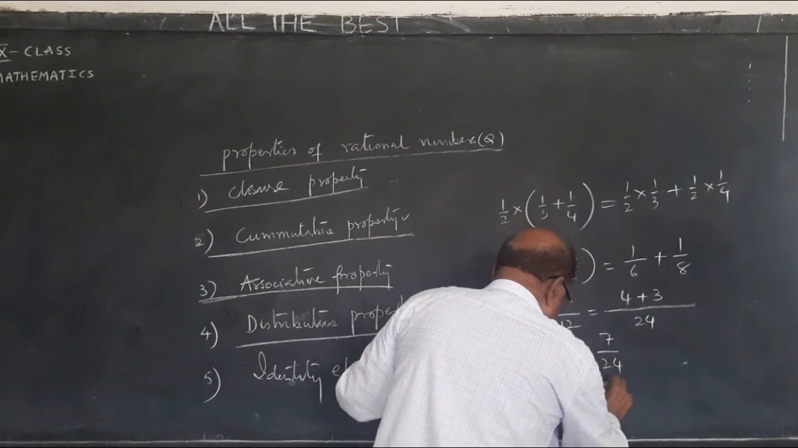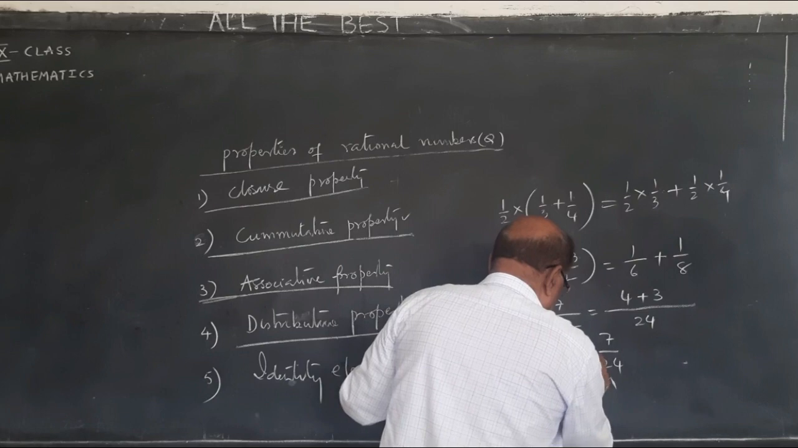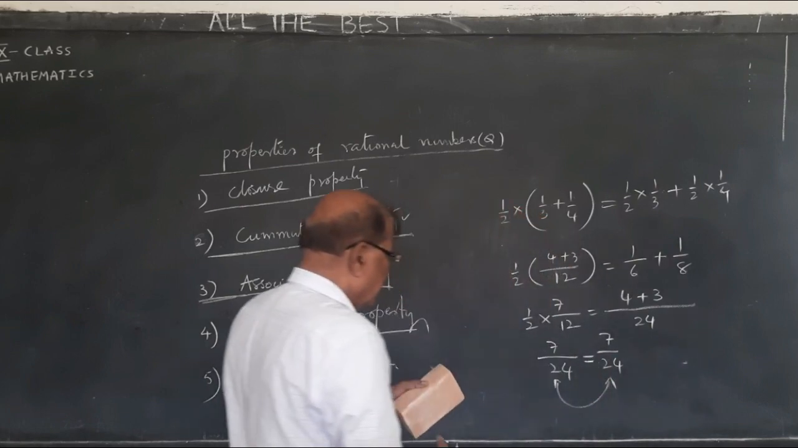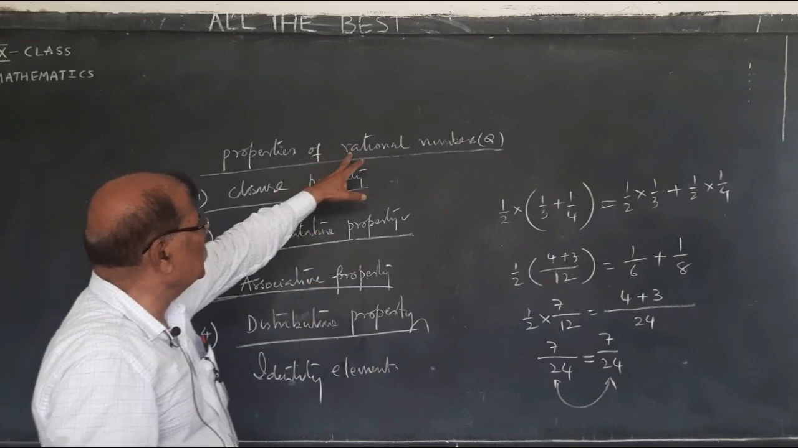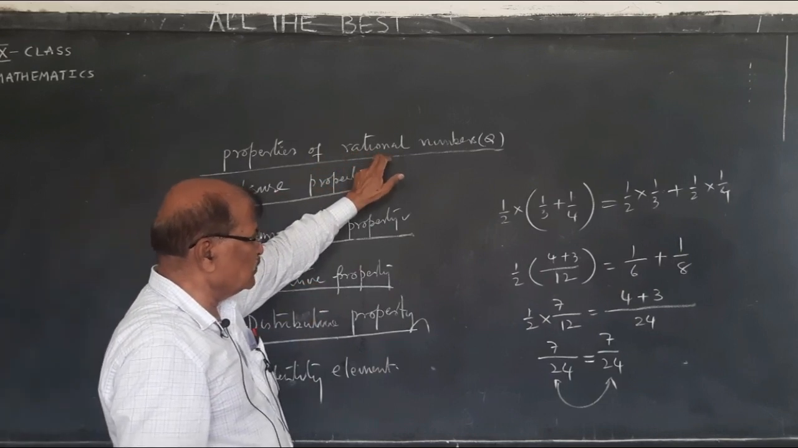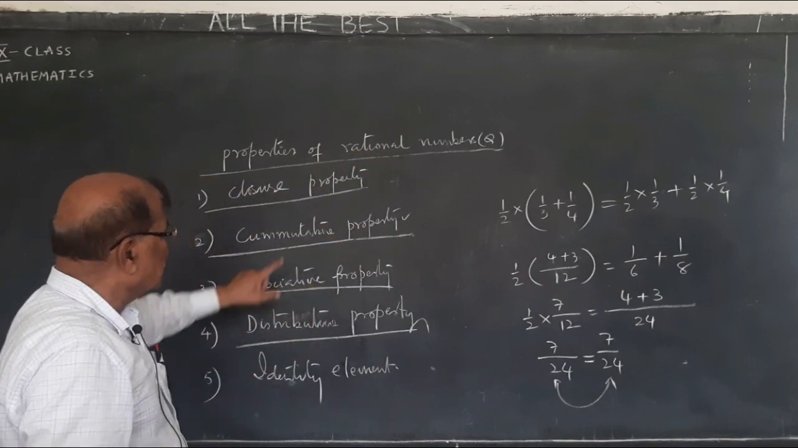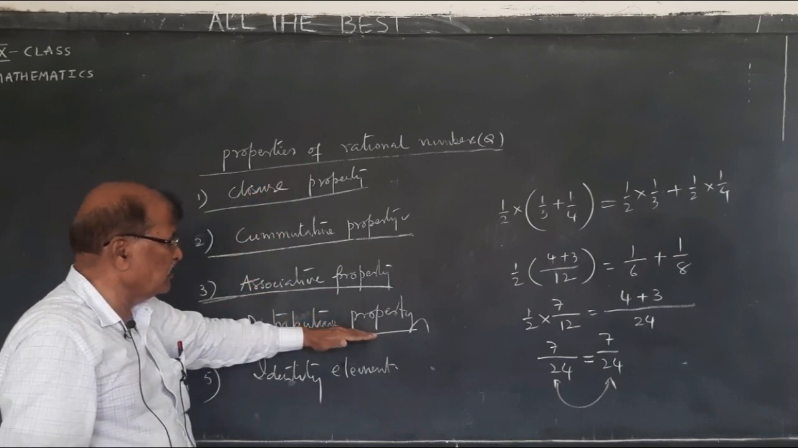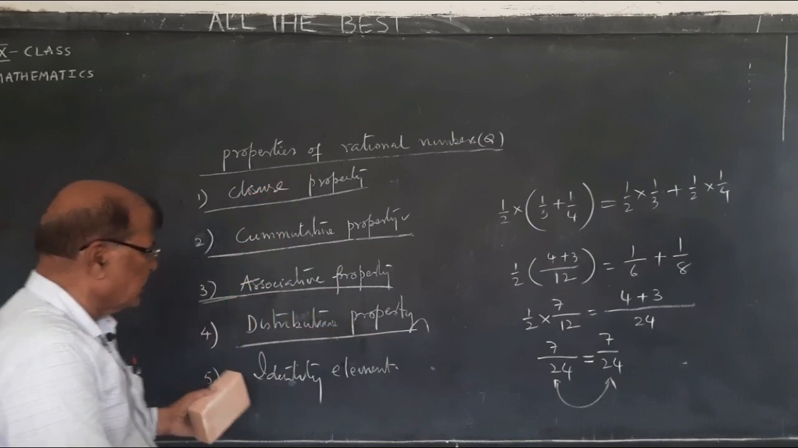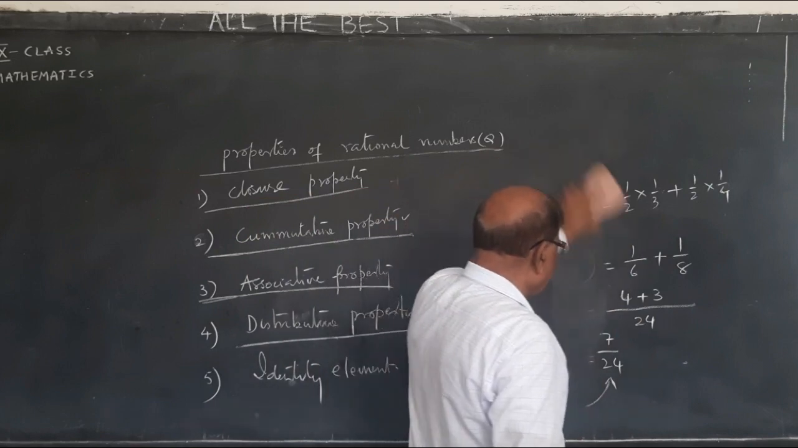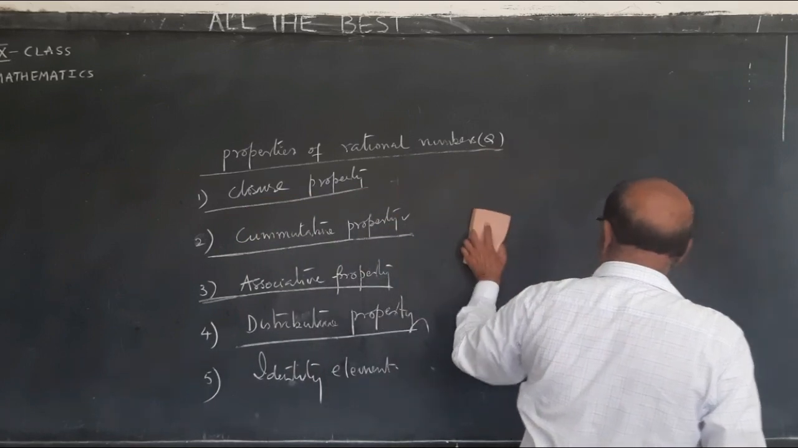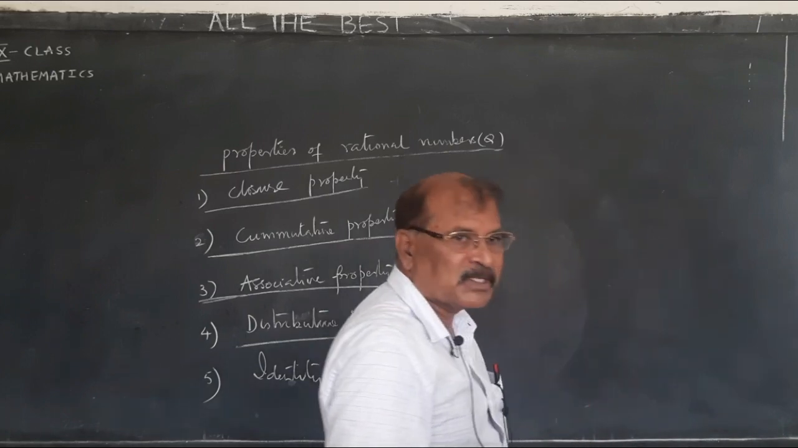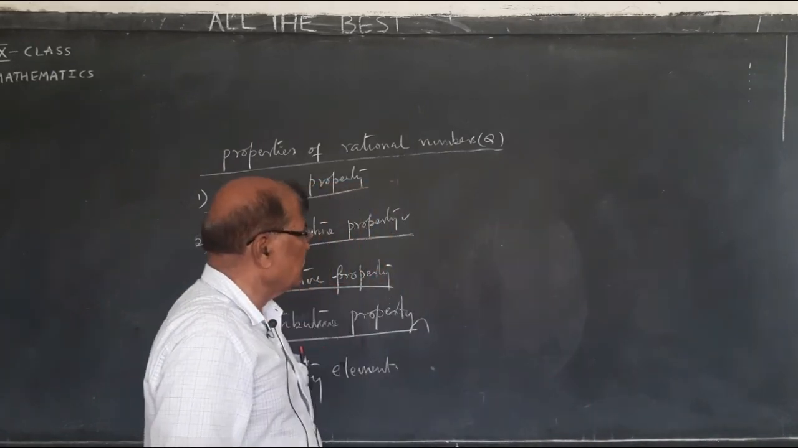So the left hand side is equal to the right hand side. So it is true. We can clearly say that the distributive property holds good in the set of rational numbers. Next, let us go to identity element. Let us go to the set of natural numbers to discuss identity element.